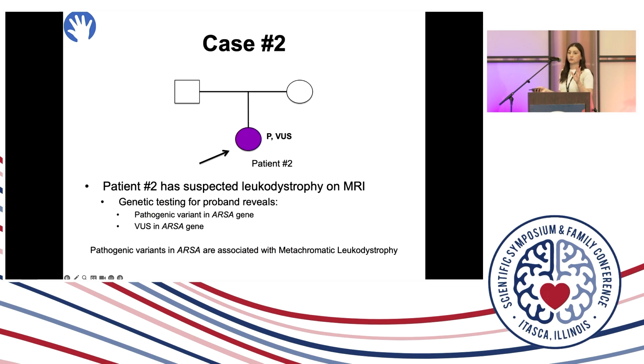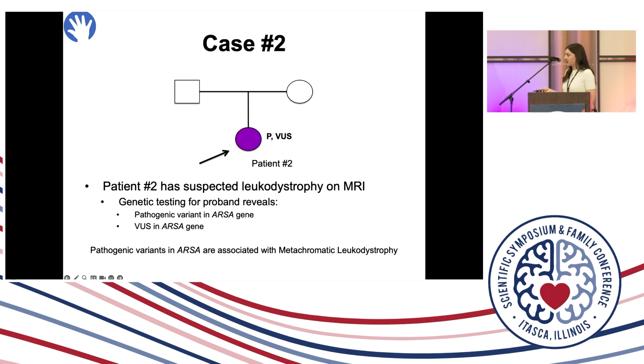I will get back to that double asterisk, but moving into case 2, again, we have a little pedigree here with patient number 2 who is symptomatic. And patient number 2 also has a suspected leukodystrophy on their MRI. And so genetic testing for proband or patient 2 reveals that they have a pathogenic variant, a disease-causing variant, in a gene called ARSA. And they also have a VUS in the same gene.